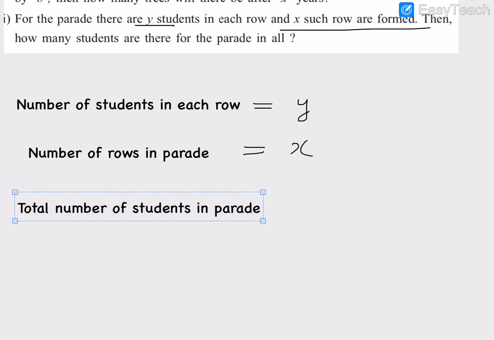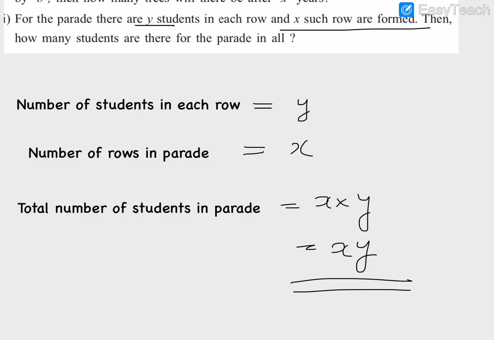So now the third step is the total number of students in the parade. The total number of students in the parade is equal to x into y, that is xy students. We don't know the numbers x and y, so we write it in algebraic terms, that is xy students will be there in the parade. So the answer is xy. So hence the problem is solved.